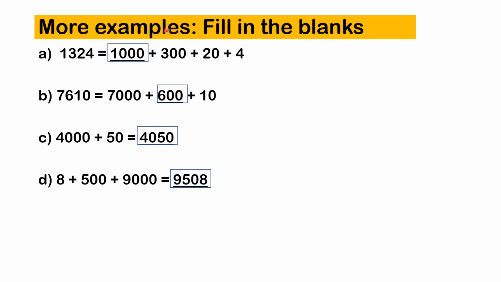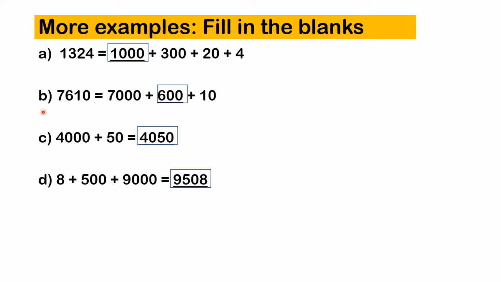Next, we are looking at more examples, which involves filling in the blanks. So these are the breakdowns of 1,324 for the first example, where we have the 1 in the place of thousands. So when we want to state the value, it's 1000 since it is in thousands place. As for the 3, since it is in the hundreds place, the value is 300. As for 2, which is in the tens place, the value is 20. And lastly, as the 4 is in group 1s, the value is just 4.